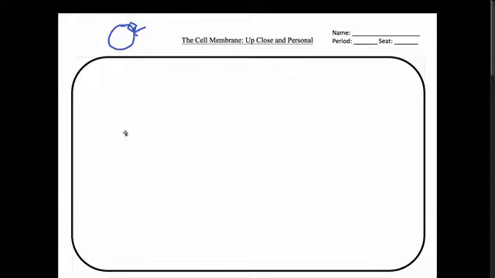Okay. So first thing I want you to think of, go back to our macromolecule units. We have 4 macromolecules. We had carbohydrates, proteins, lipids, and nucleic acids. Now I want you to think which one of those is most of the cell membrane made of. Okay, so think about that for a moment. Now you should have come up with lipids. Most of the cell membrane is going to be made out of lipids.